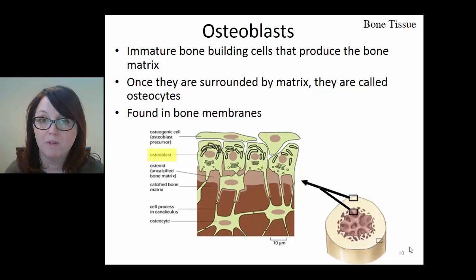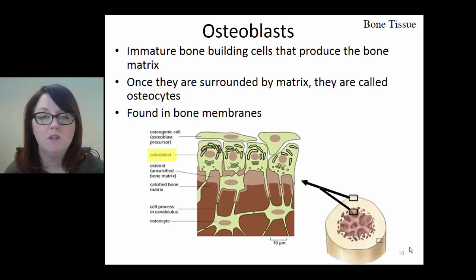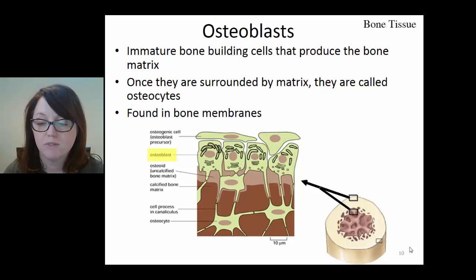Osteoblasts are our bone building cells. Blast means to build, right? So these are immature bone building cells that produce our bone matrix. So these cells build the matrix, and they build the matrix all around them. And once the osteoblast is completely surrounded by matrix, we no longer call it an osteoblast, we call it an osteocyte. The osteoblasts are found in the membranes of bones.